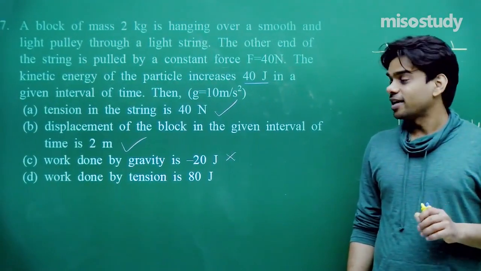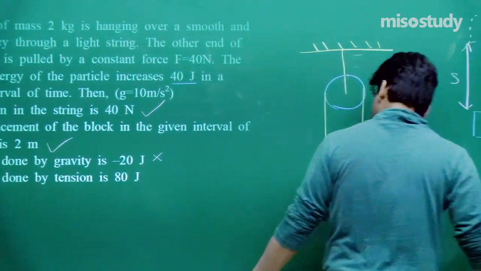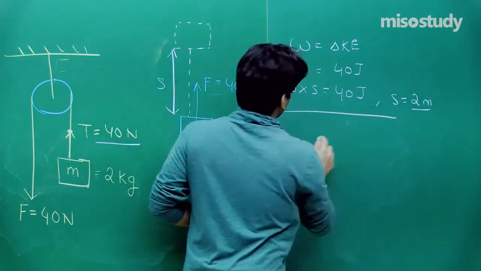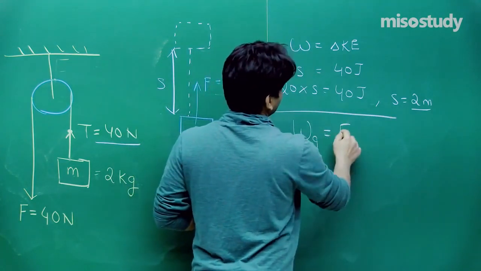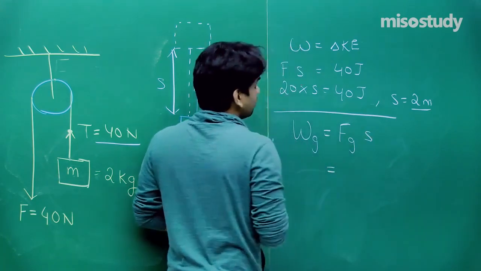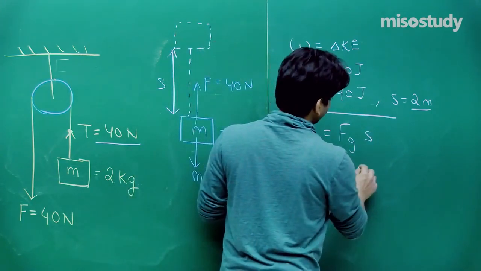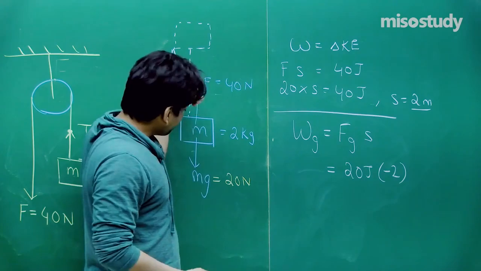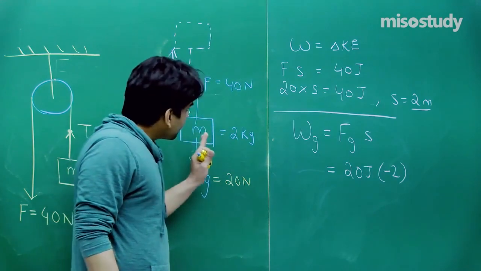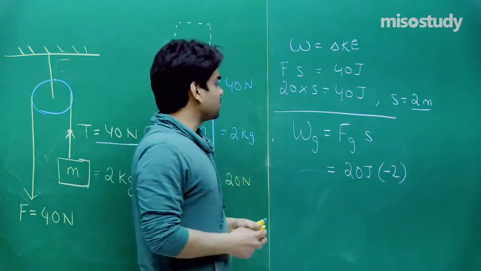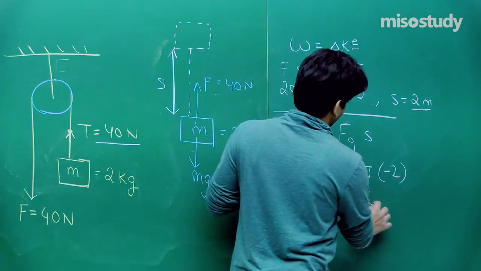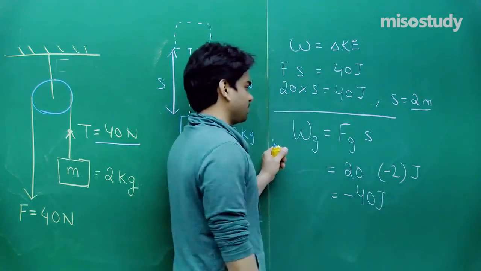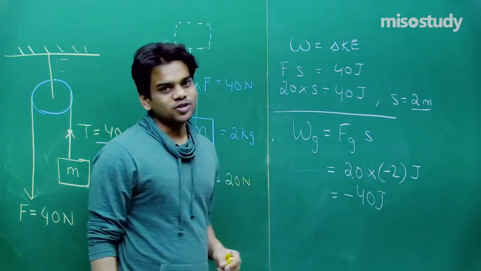C is incorrect, understand. You can easily make out if I write down the equations for the third part. Work done by gravity is force due to gravity multiplied with displacement. Force due to gravity is actually 20 Newton, and displacement is minus 2. Why? Because gravitational force is acting in the downward direction, we have taken that as positive. Displacement is along the upward direction, that has been taken as negative. So minus 40 joule. C is incorrect.